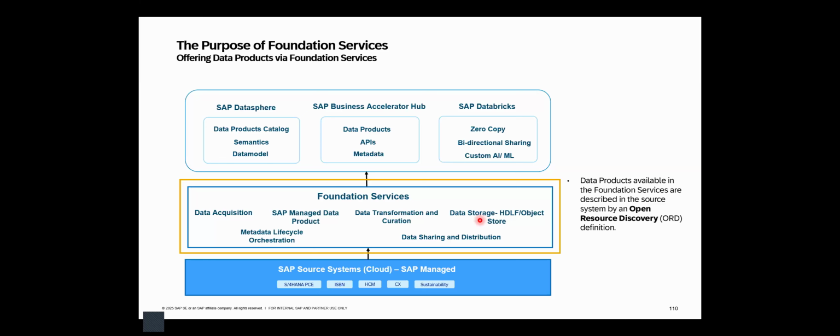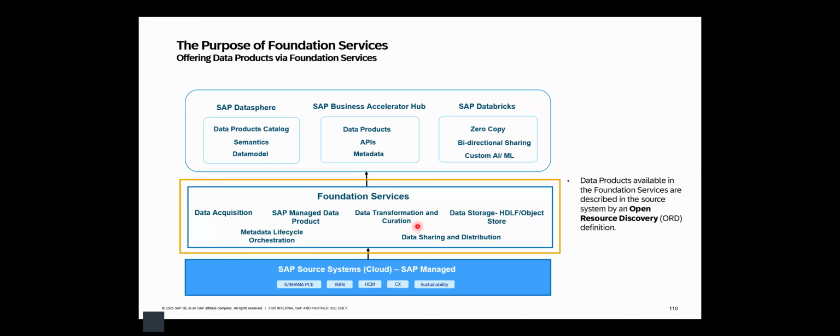We want to share the metadata and the data with consumers. So for data consumers, which could be Databricks or SAP Datasphere, we share the data using the Delta sharing protocol. So we need to have this Delta data sharing and distribution services over here as part of the foundation service layer. And then to transform the raw data, we will have the data transformation and curation services, which underneath uses the Apache Spark.